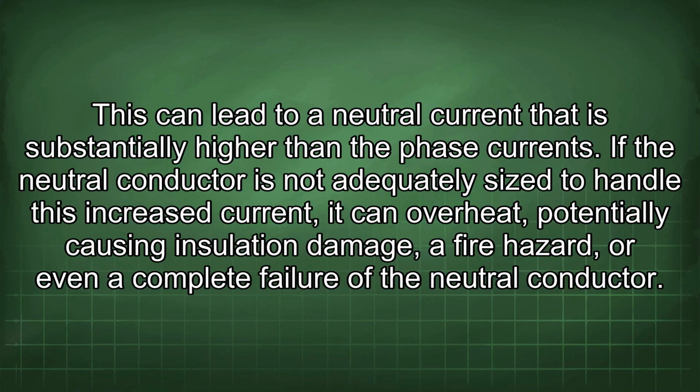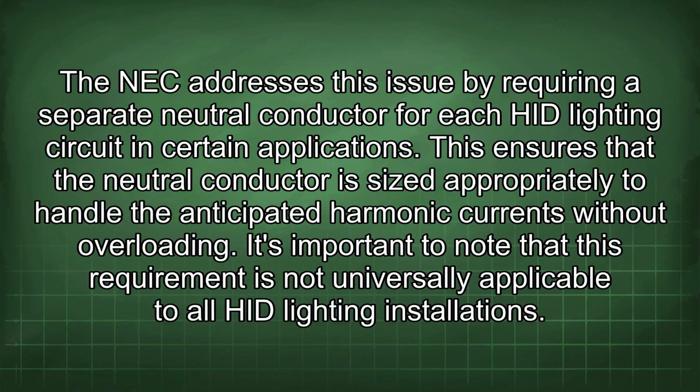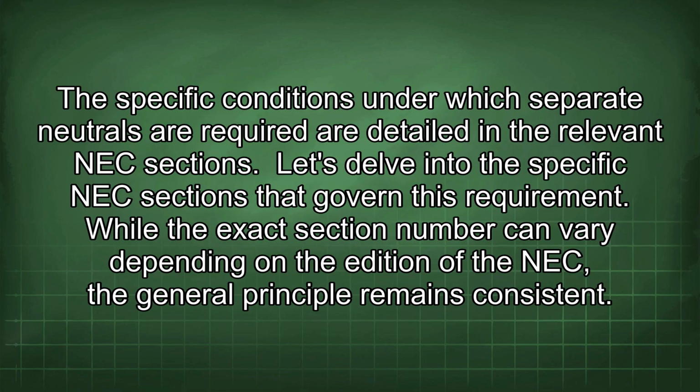If the neutral conductor is not adequately sized to handle this increased current, it can overheat, potentially causing insulation damage, a fire hazard, or even a complete failure of the neutral conductor. The NEC addresses this issue by requiring a separate neutral conductor for each HID lighting circuit in certain applications. This ensures that the neutral conductor is sized appropriately to handle the anticipated harmonic currents without overloading. It's important to note that this requirement is not universally applicable to all HID light installations. The specific conditions under which separate neutrals are required are detailed in the relevant NEC sections.